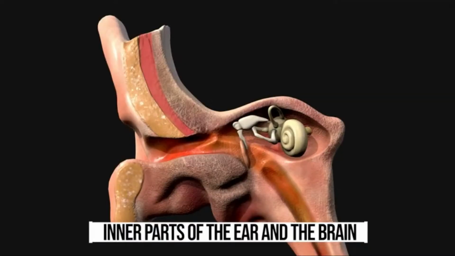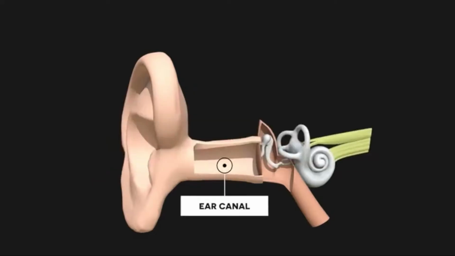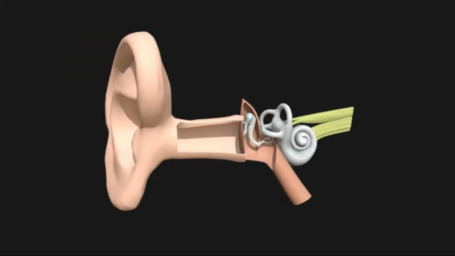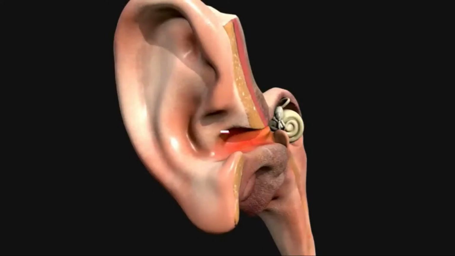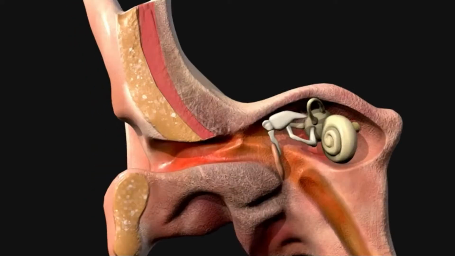Ear canal or external auditory meatus. The ear canal, also known as the external auditory meatus, is a key component of the outer ear and plays a crucial role in the hearing process. Here's a detailed explanation of its structure and function. Structure. The ear canal is a tube-like passage approximately 2.5 centimeters, 1 inch, in length in adults, leading from the outer ear to the eardrum.